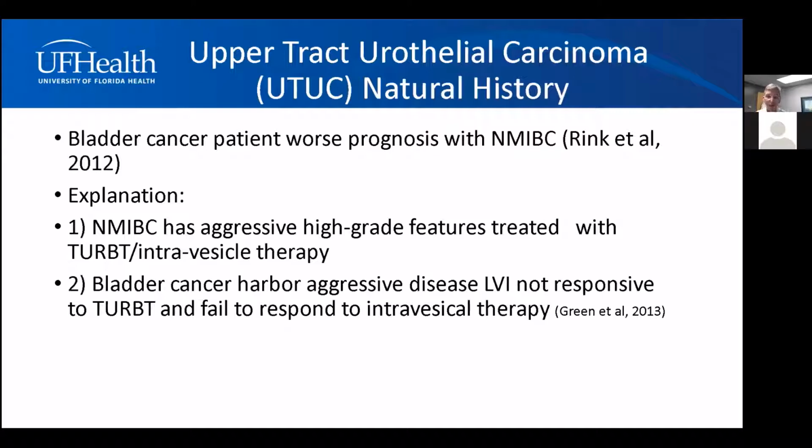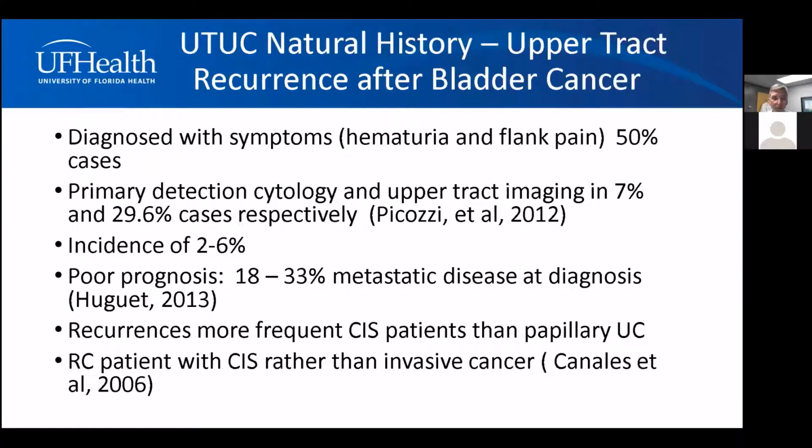Whereas if we have a more aggressive bladder cancer, they can be treated up front with radical cystectomy. So the point is that you have to be careful with, again, the unknowns of bladder cancer. And the unknowns of bladder cancer can promote upper tract urothelial cancer. Upper tract disease after bladder cancer.